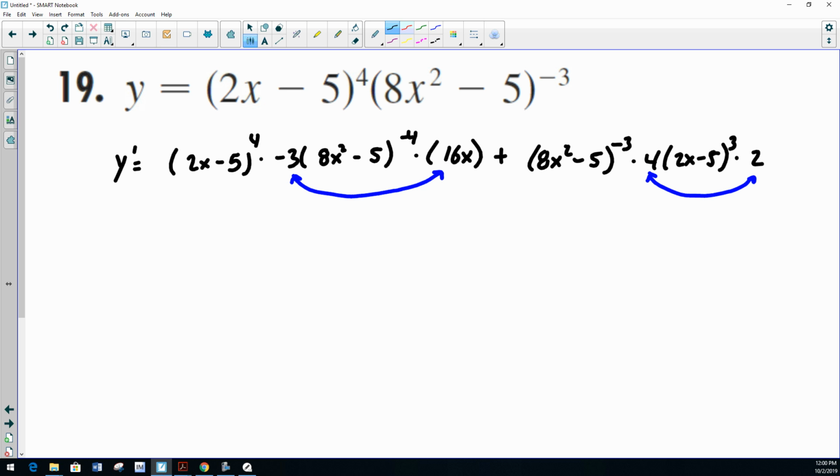How many of these guys can I pull out? Always the smaller value, 3 is correct. 2x minus 5 to the third. How many of these can I pull out? Remember, it's always the smaller value. Who's smaller, negative 4 or negative 3? So negative 4 has to come out. We did this on the big review packet, okay?